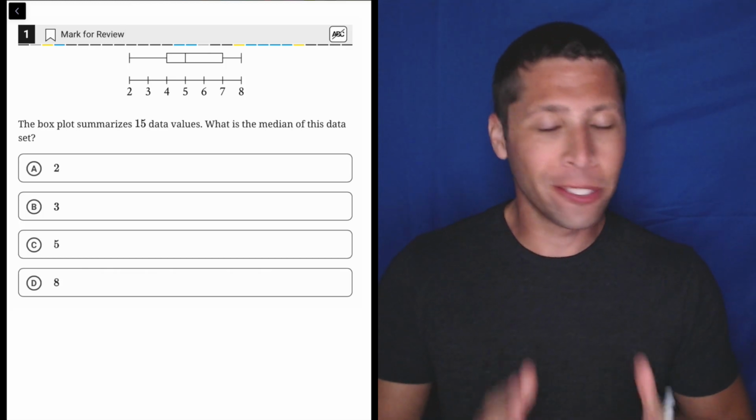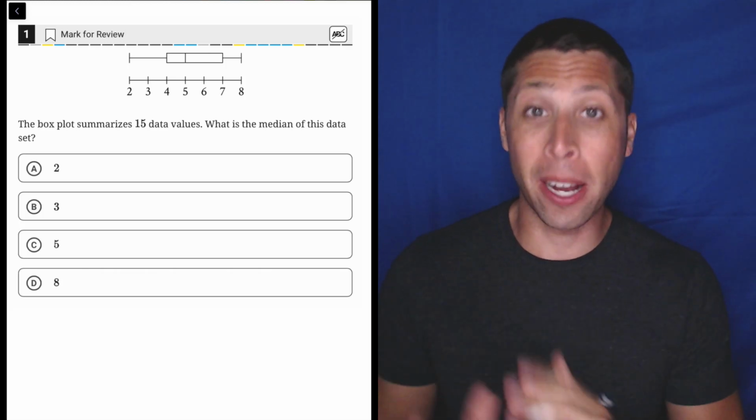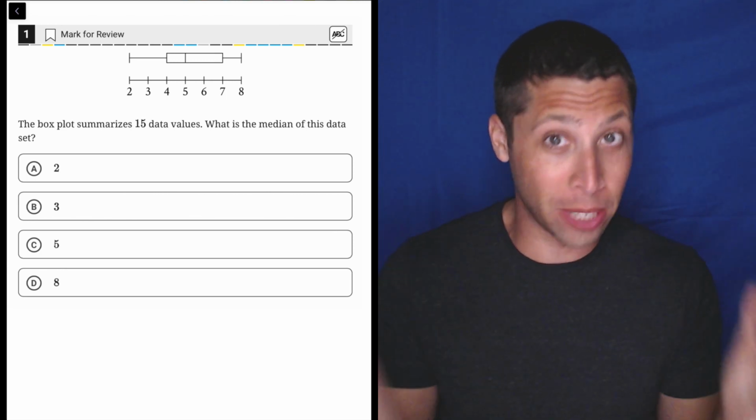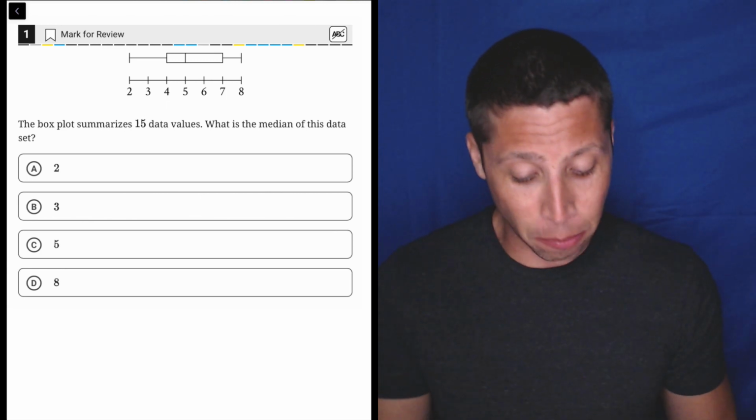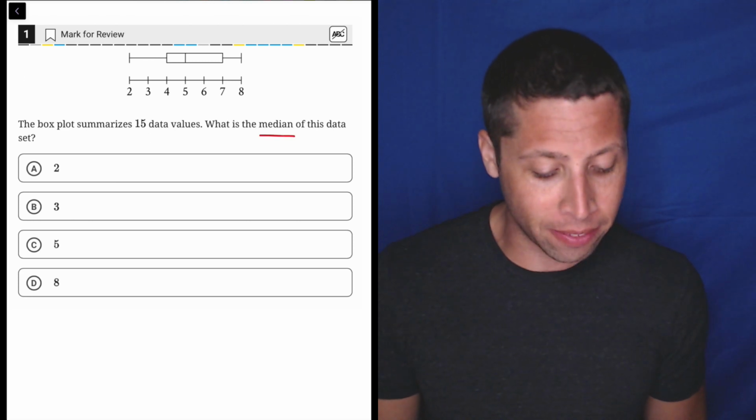This is the first question, so do not panic if you just know how a box plot works. This is just about reading what it says. It summarizes 15 data values. What is the median of this data set?